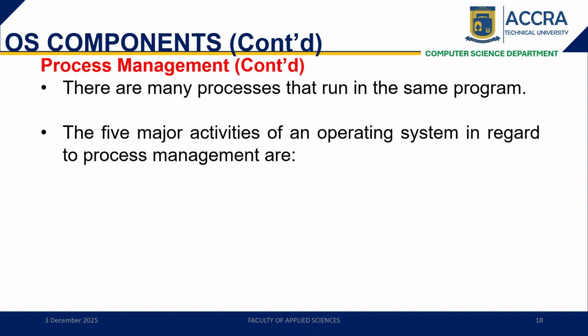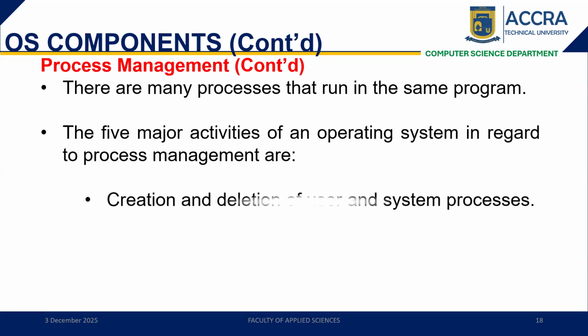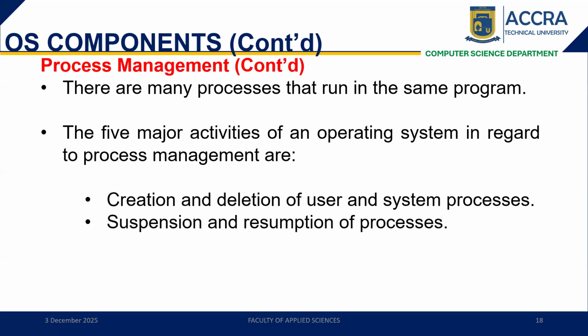What are the 5 major activities? The first one is the creation and deletion of user and system processes. Every operating system has to create a user or a system process. Once the process is done, it's not relevant anymore. That process has to be deleted by the operating system all the time. That is what computers do through the OSs.